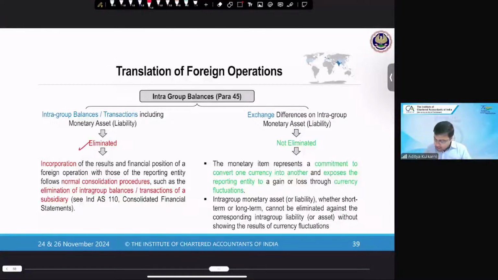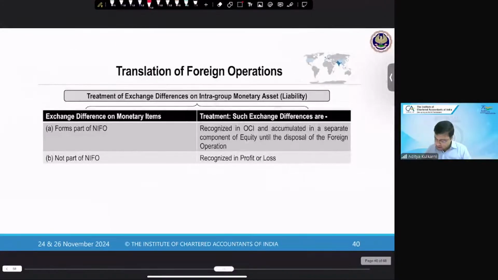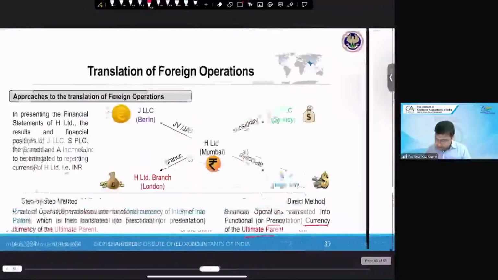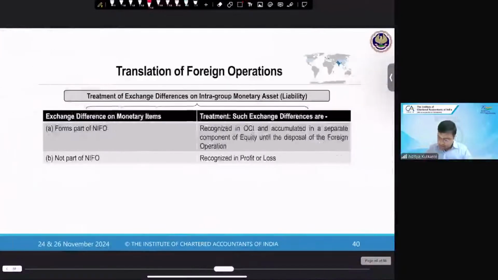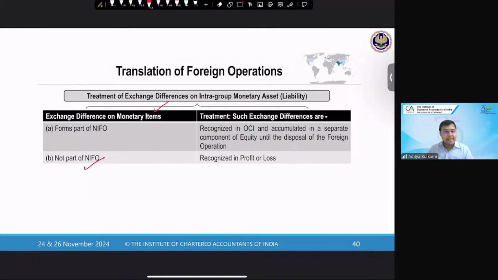Intra-group balances we eliminate, exchange differences are not eliminated. I have told you. Okay, all right. Now here it is net investment in foreign operation. Exchange difference on monetary items. The loan that is given, if it is not a part of net investment in foreign operation, is a regular loan for which you get the money back. That will be recognized in profit and loss.